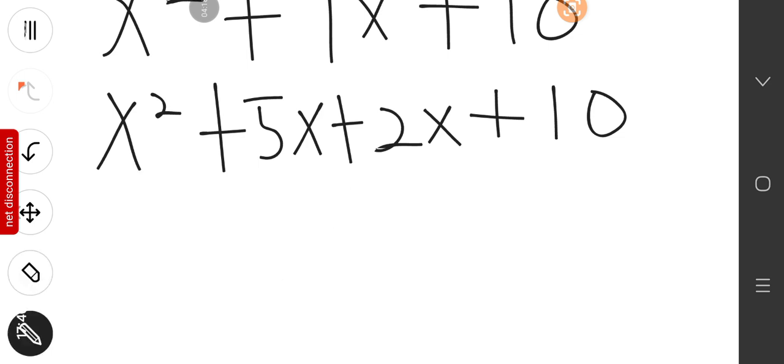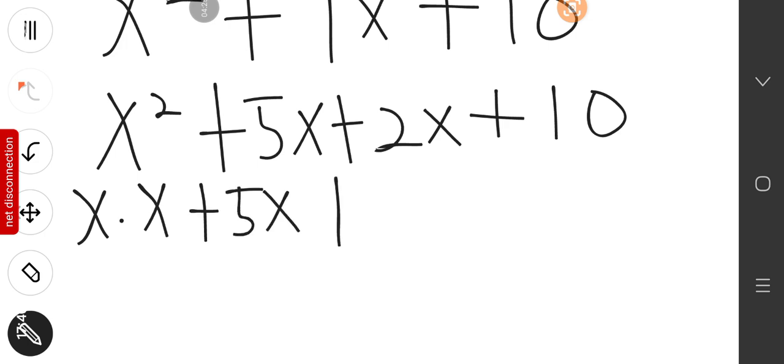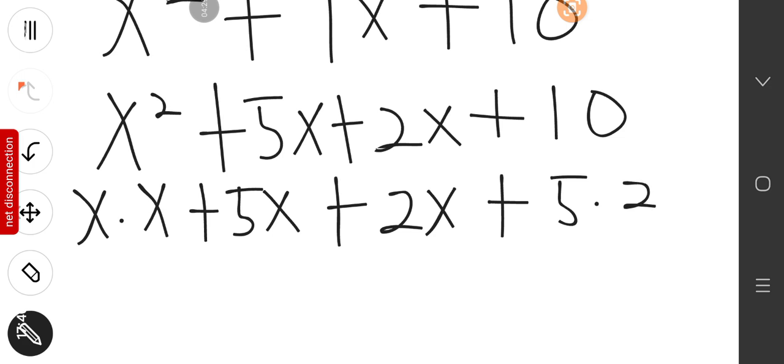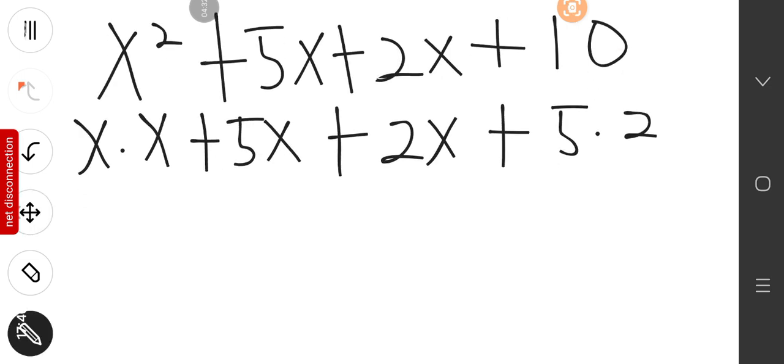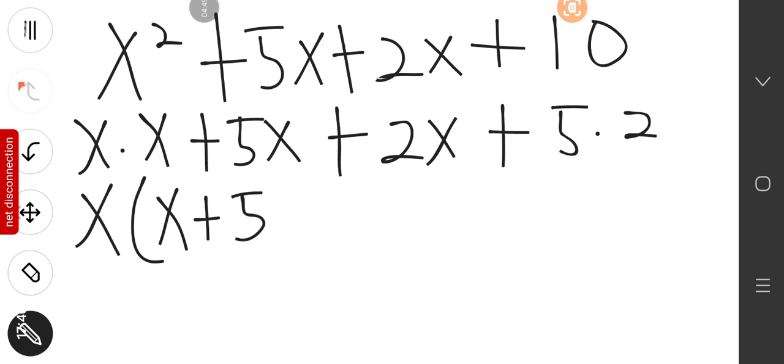Now let's do it this way. x squared is the same as x times x, plus 5x, plus 2x. And 10 is the same as 5 times 2. So let's factorize and bring the common ones out. You can see x here and x here, so bring the x out. What we are left with here is x, and here is 5.